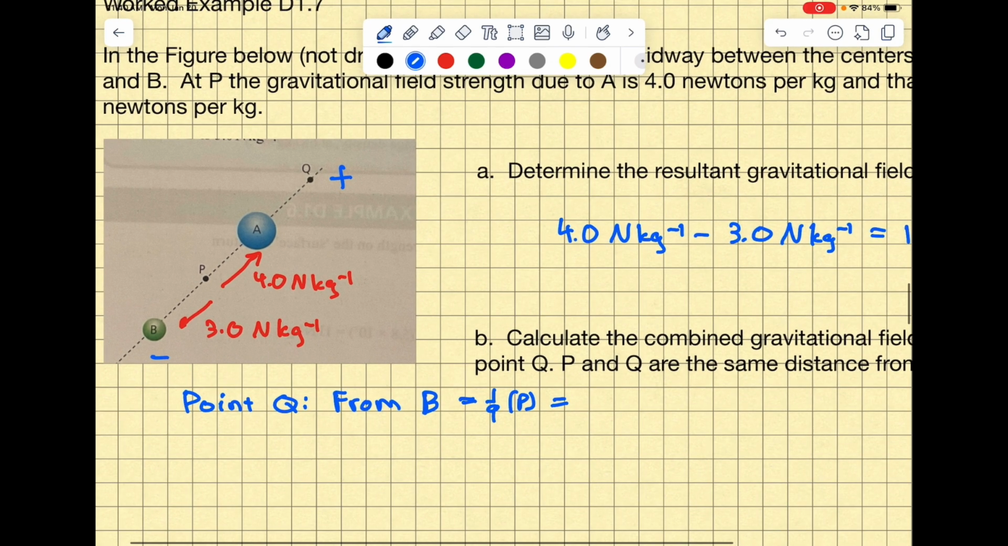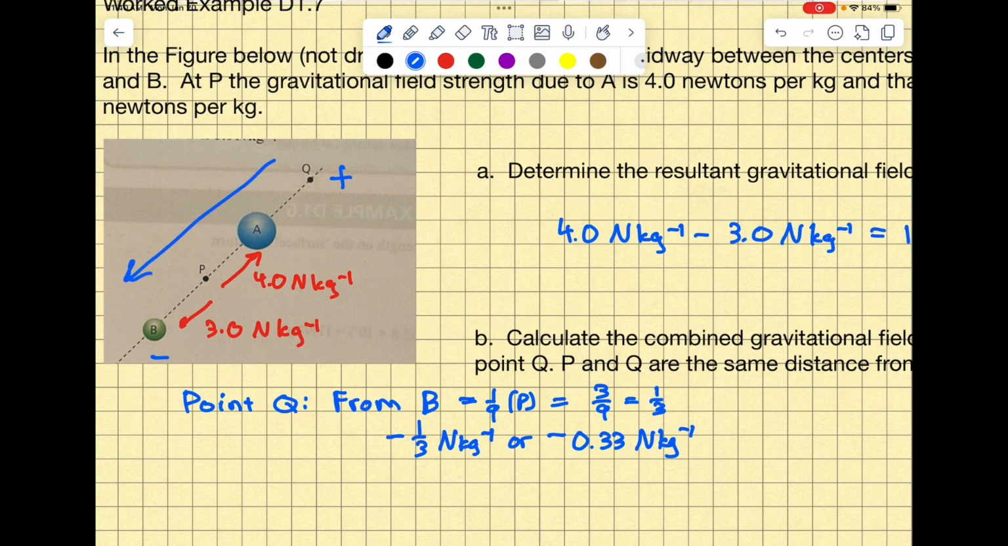Okay, so if point P had a gravitational field strength due to B of 3 newtons per kilogram, then it must be 1/9 of that. So it must be 3/9 or 1/3. So point Q from B should be 1/3 newton per kilogram, and we're going to say negative 0.33 newtons per kilogram. We'll say negative because we're going to define this direction as being negative.